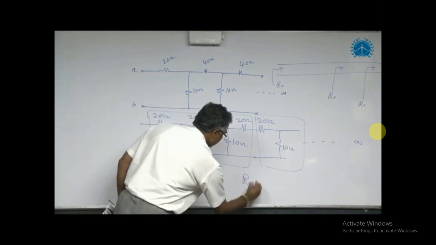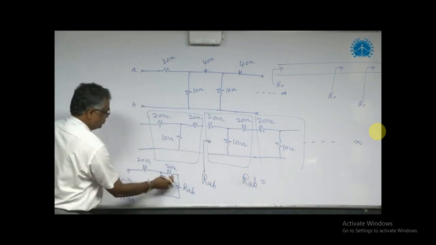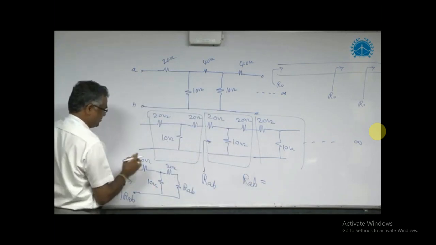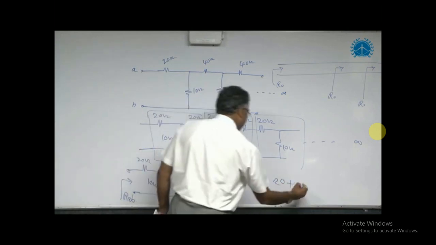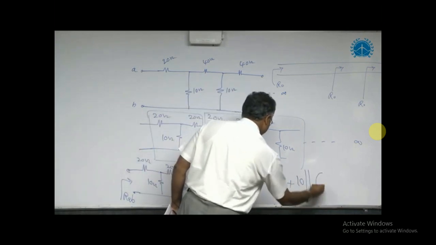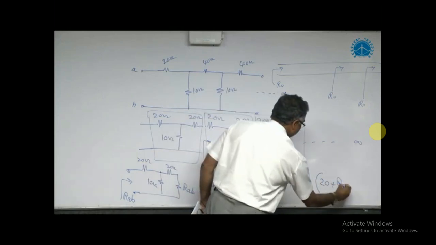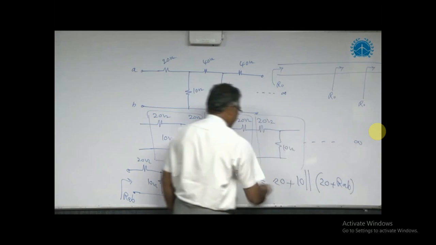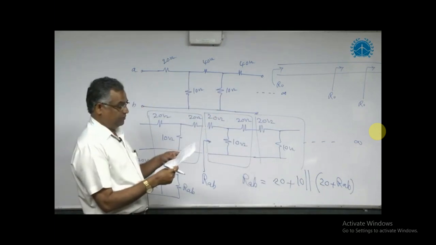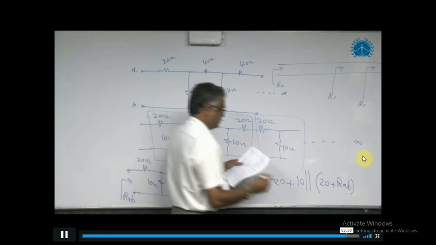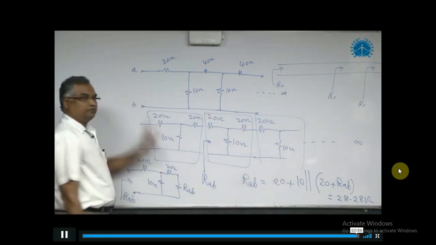Therefore, RAB is equal to, these two are series, parallel, then series. So 20 plus 10 parallel with 20 plus RAB. And this equation can be solved for RAB. So RAB answer is 2A. Is that the RAB or R equivalent?